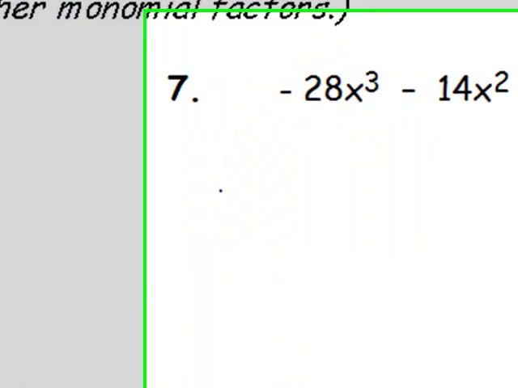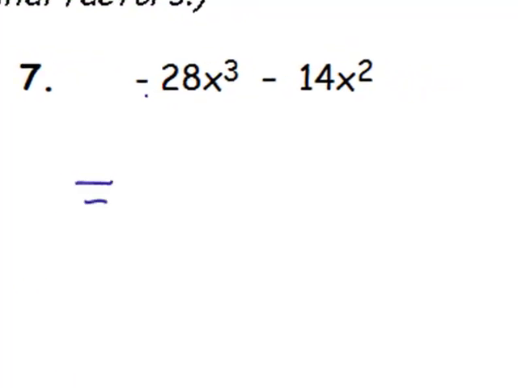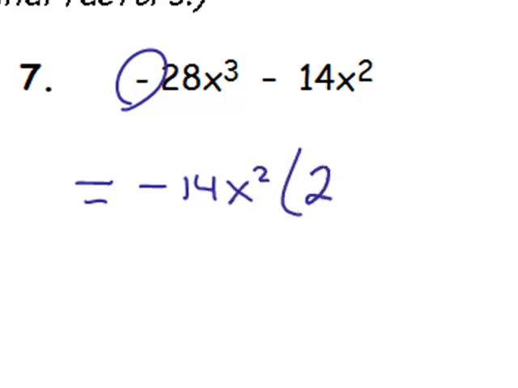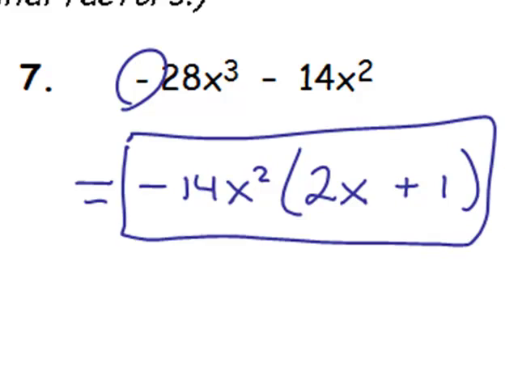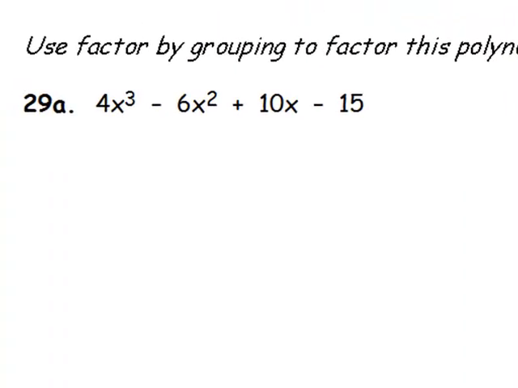Number 7. Here the lead term is negative. So we're going to factor out a negative along with the rest, and 14 and 28 have a common factor of 14. We can factor out x squared as well. And in doing so, we're left with 2x plus 1, actually. Of course, we can always check that this is done correctly by distributing the negative 14x squared back to the binomial.